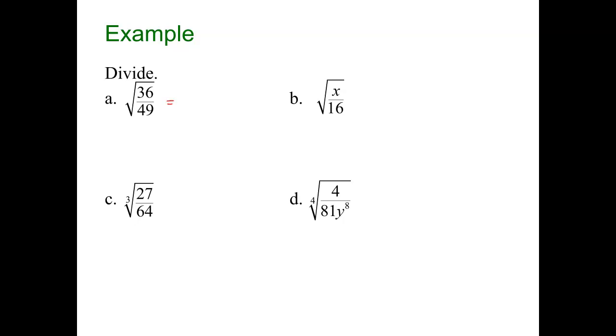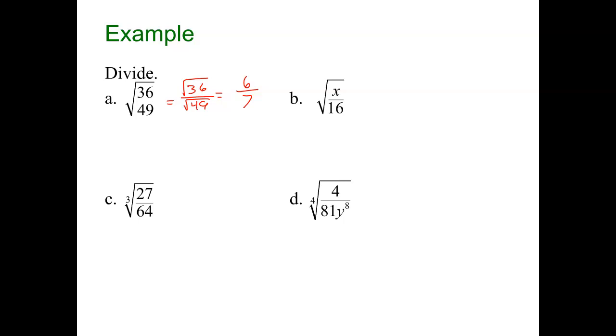So for my quotient rule, I'm going to write this as the square root of 36 over the square root of 49. What's the square root of 36? 6. And then 49? 7. Okay? Easy enough, but those were both perfect squares.